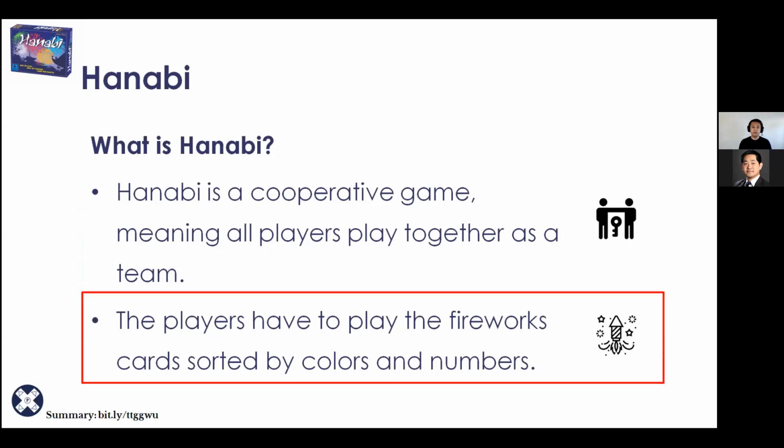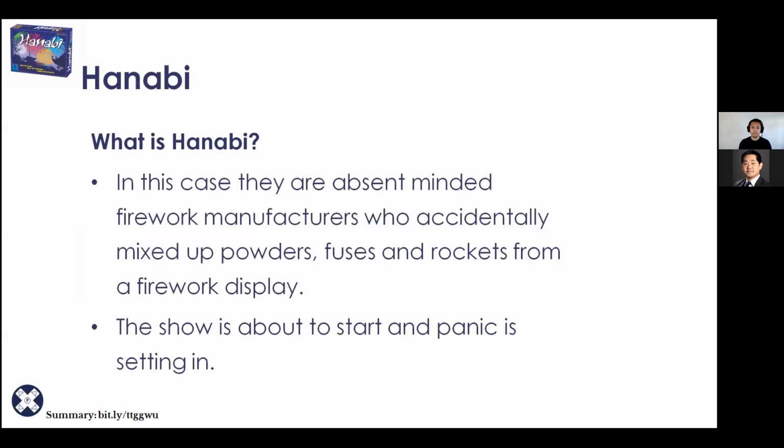So the theme for Hanabi is that all the players have to play the fireworks cards, sorted by colors and numbers. So what do I mean by that? In this game there is going to be a series of cards which represent different fireworks, and those fireworks also represent different heights at which you launch them. So numbers 1 through 5.